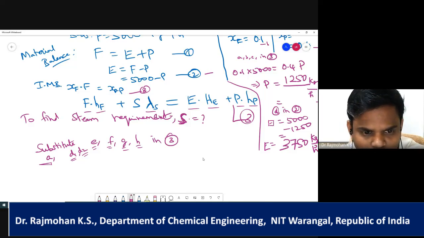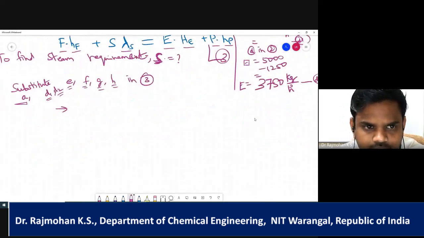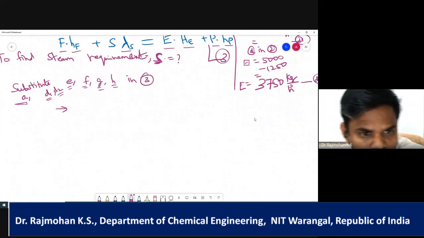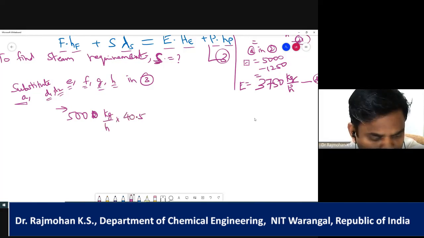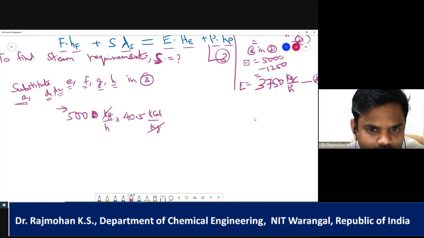I'll just, for people who are unable to follow, I am writing it so others can proceed to get the S value. Okay, so F value is 5000. Heat associated with it is 5000 kg per hour into 40.5 kilocalorie per kg. So what we get is finally all we will get in terms of kilocalorie per hour.